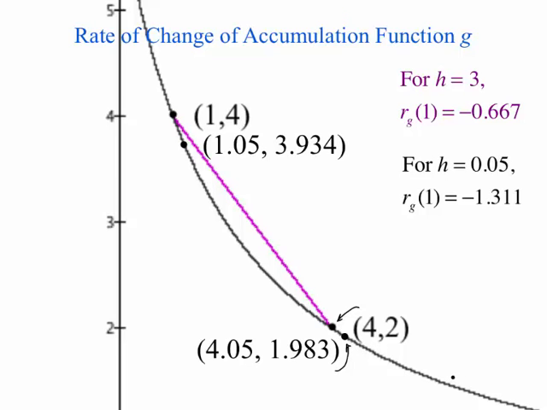0.05. Okay? So that first one we did before was the rate of change of g at x equals 1, or an approximation for it. And so now this is the rate of change of g at 4. And when you do the change in y over the change in x, you get negative 3.33, or about negative 1/3.